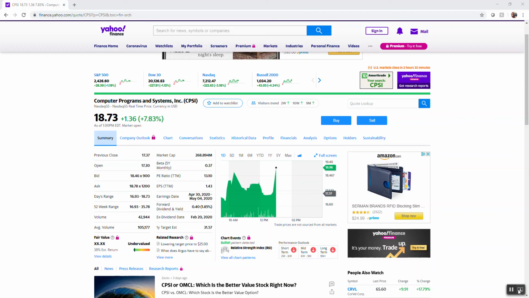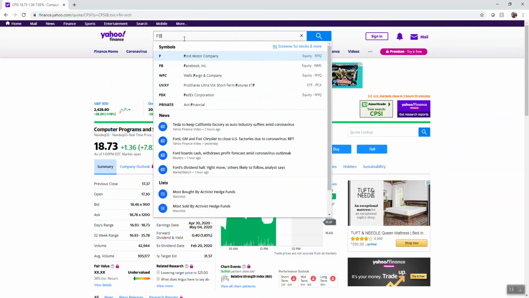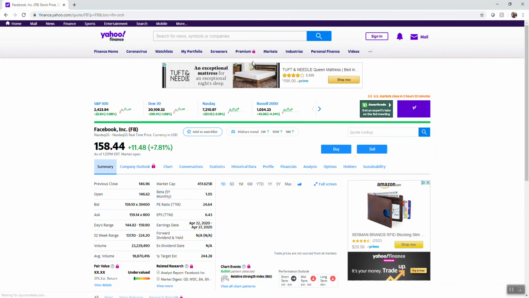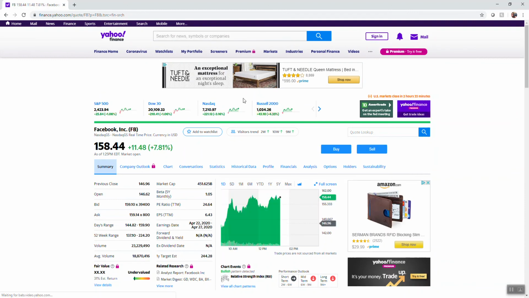So let's quickly look at Facebook's current value right now, as of 3/19. It is 158.44. Awesome. Had you purchased shares back when it was 87.27, you have almost doubled the value of your investment. You would have made a lot of money had you purchased, say, 1,000 shares.